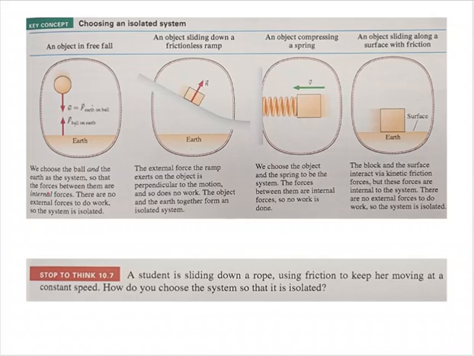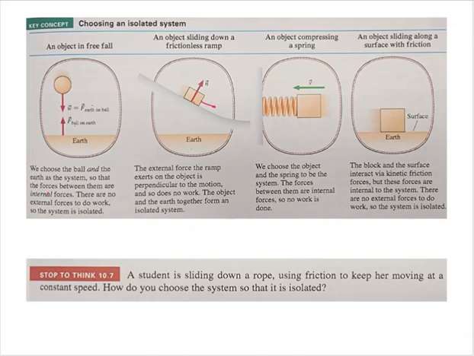An object sliding down a frictionless ramp. Notice the way that the system is drawn here. The external force the ramp exerts on the object is perpendicular to the motion. The motion is down the ramp here, so the external force is perpendicular, and therefore does no work. Remember, work is in the direction of motion, right? The object and the earth together form the isolated system. So no work is done here either.